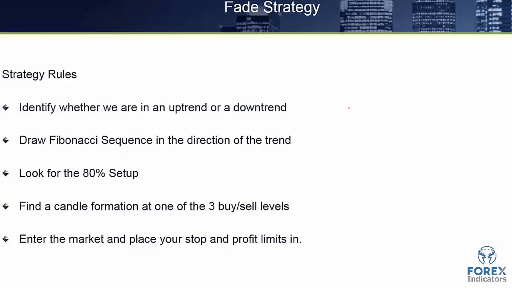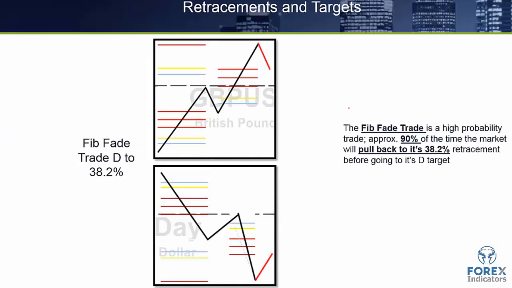Firstly, you want to identify whether we are in an uptrend or a downtrend. Then you want to draw in your Fibonacci sequence in the direction of the trend. Look for the 80% setup. In other words, this is the trade strategy that will work 8 times out of 10, or 80% of the time. Find a candle formation at one of the 3 buy-sell levels, and then enter the market and place your stop and profit limits in. So let's explain how this works.